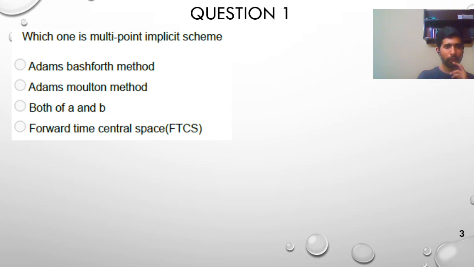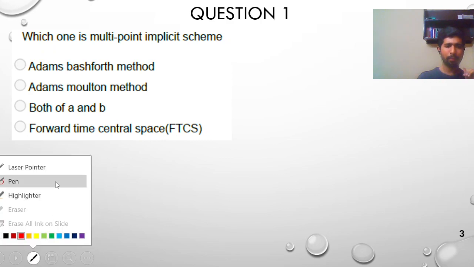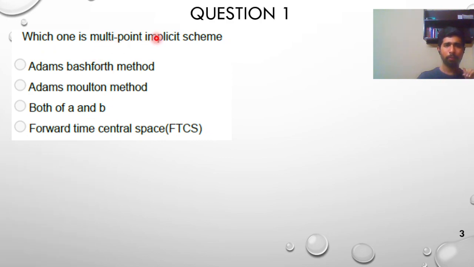Which of the following is a multi-point and implicit scheme? Okay, so there are two things here. I think implicit and explicit I have explained previously. The only addition is the multi-point here, multi-point and implicit scheme. So according to you, what should be the answer for this question?